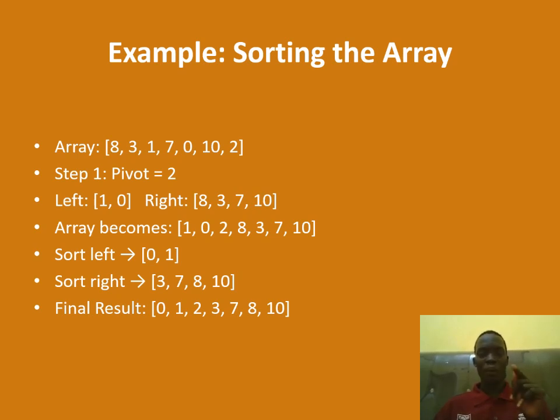Now again, you compare 3 with 7. 7 is also greater than 3. So again, you bring 3 in front, and you take 7 behind where 7 was. So the sorting is going to be 3, 7, 8, and 10. So the final result is going to give us 0, 1, 2, 3, 7, 8, and 10.